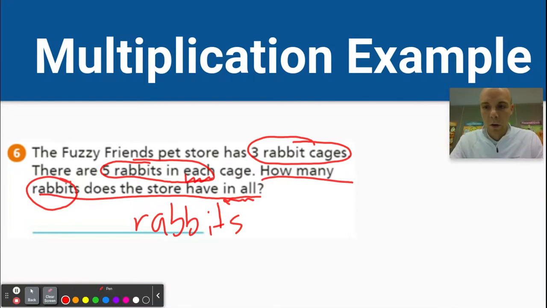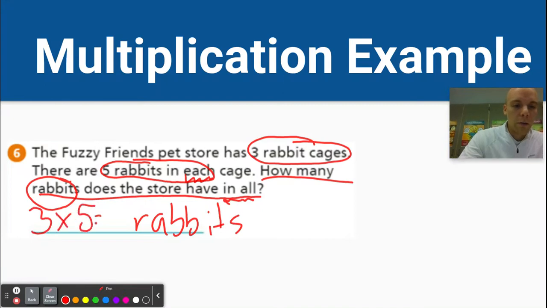Each is going to tell us that's going to be multiplication. So students should already be thinking, all right, each, it's multiplication. Good to go. Awesome. So there's 3 rabbit cages, and then there's going to be 5 in each cage. So this is the multiplication problem. If students know their count bys by now, they should be able to put 3 fingers up and count by 5s: 5, 10, 15. So they should know the answer is 15.